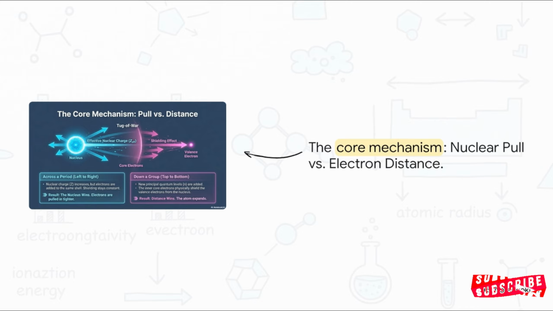That's your effective nuclear charge, or ZEF. But the inner core electrons are pushing back, shielding those outer electrons. As you move across a period from left to right, the nuclear charge goes up, while the shielding stays the exact same. So the nucleus wins. It pulls everything tighter. But as you go down a group, you're adding whole new quantum levels. So distance wins. Master that tug of war, and you've basically mastered the entire table.